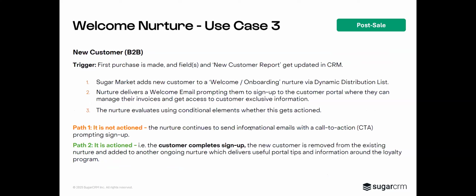Okay. So I want to, for this one, jump back into Sugar Market. So this is our welcome nurture for new customers. So this is post-sale. So they've made a purchase at this point. So our trigger would be their first purchase. And an example I've put here is, when they make their first purchase, so in CRM, it might be that an opportunity is closed-won, and you update a field, and you can use that field to then enter them into a nurture from a dynamic distribution list. So Sugar Market would add the new customer to the welcome onboarding nurture via dynamic distribution list.